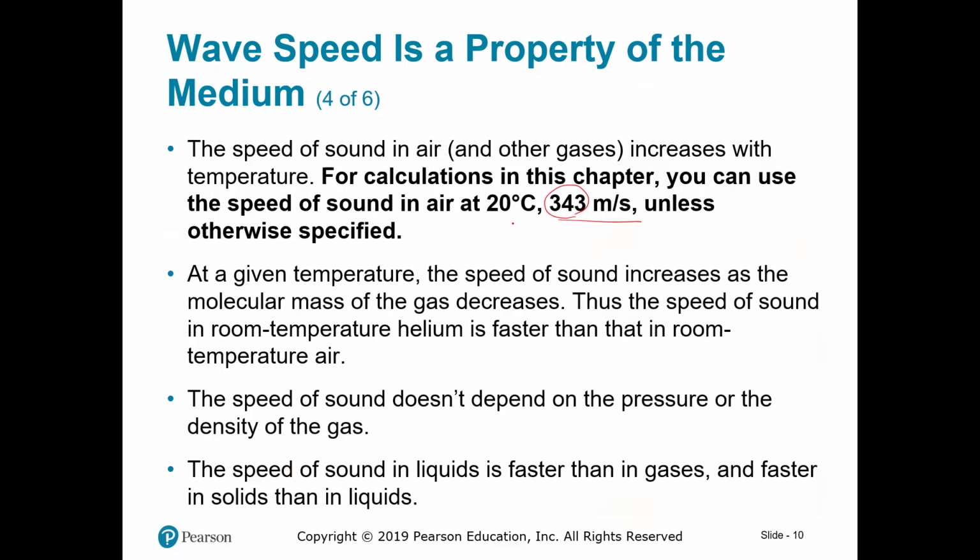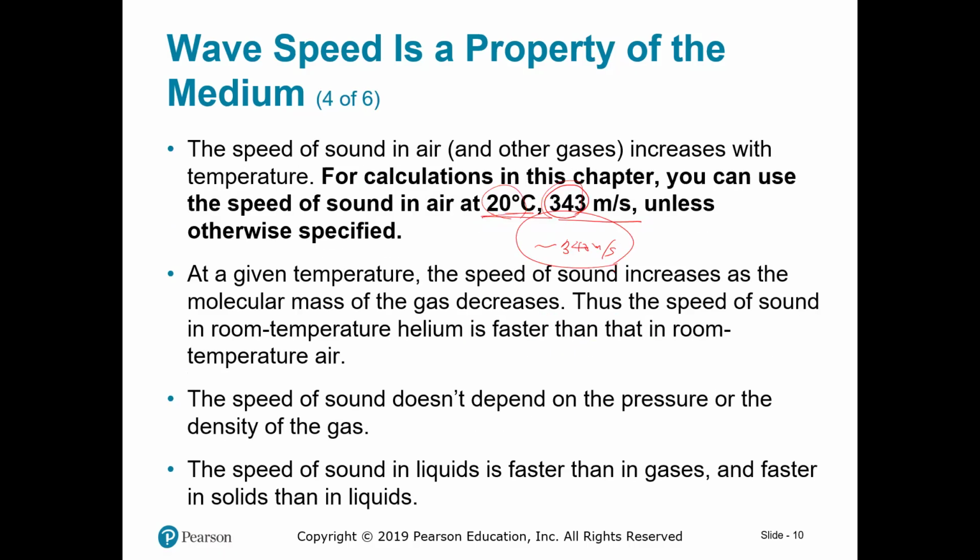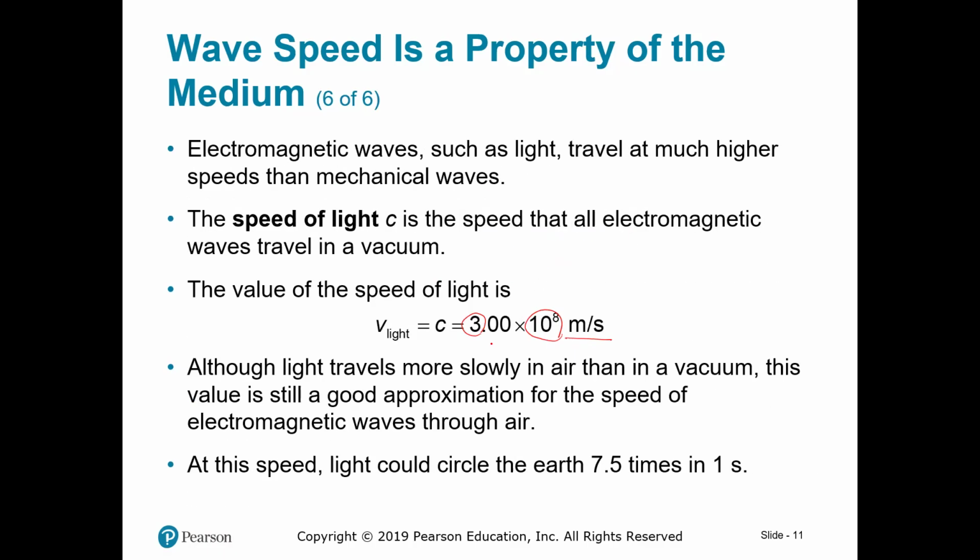The speed of a sound wave is 343 meters per second at 20 degrees. Even though this is at 20 degrees only, and waves travel at different speeds as a function of temperature, you can simply assume the sound wave velocity is roughly 340 meters per second. It doesn't matter. And the speed of light is much faster than the speed of sound. This is 3 times 10 to the 8 meters per second, which is much faster than 340 meters per second.